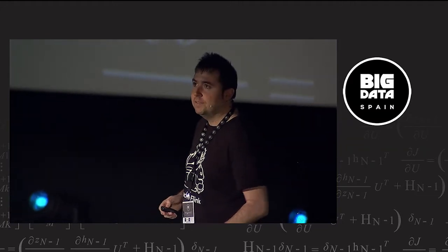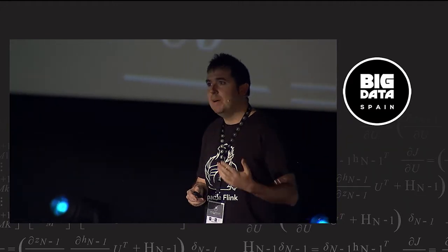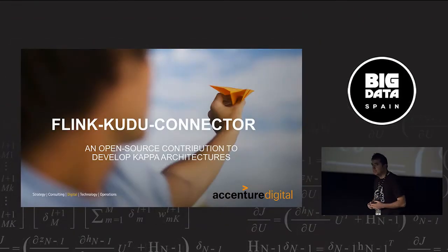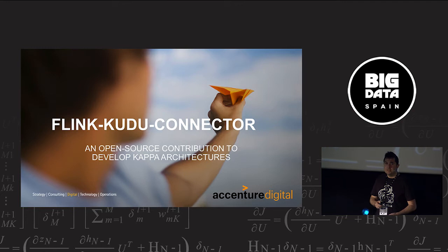Hello, everyone. Thanks for coming to this talk. We are going to talk about how to implement Kappa architectures and a first approach to integrate two very important and interesting technologies to implement a Kappa architecture, like Apache Flink and Kudu.